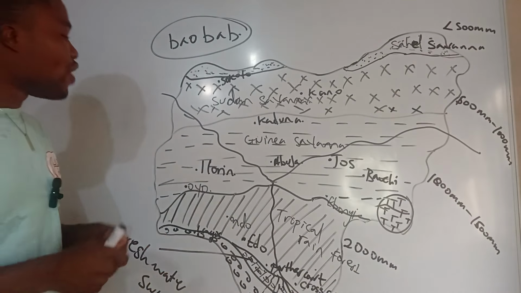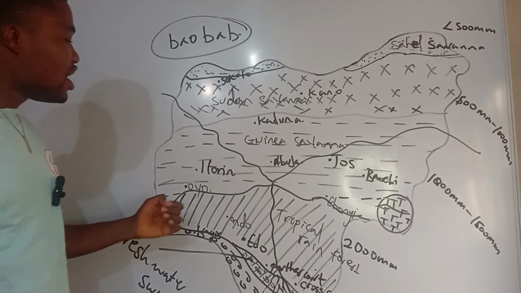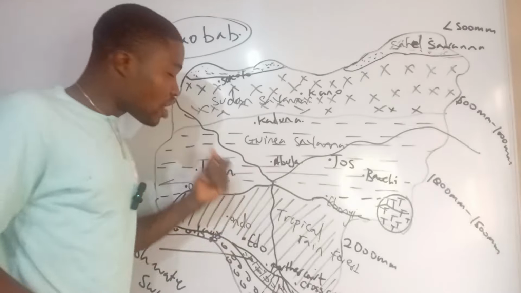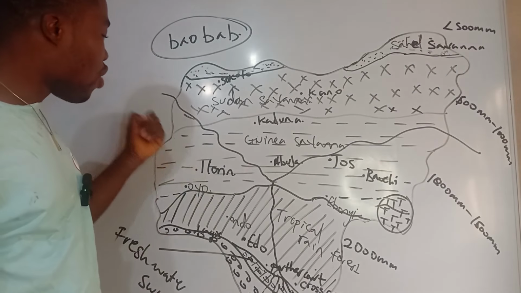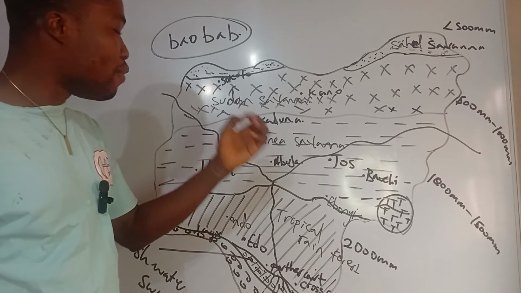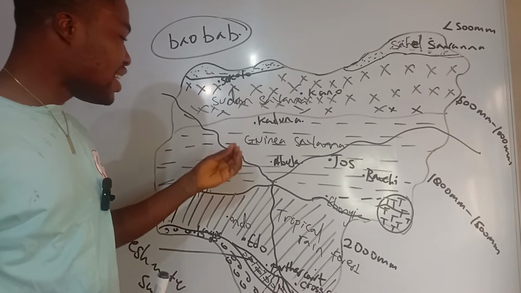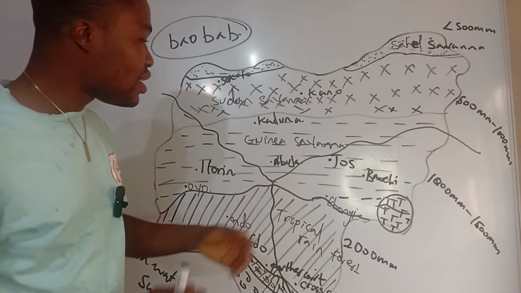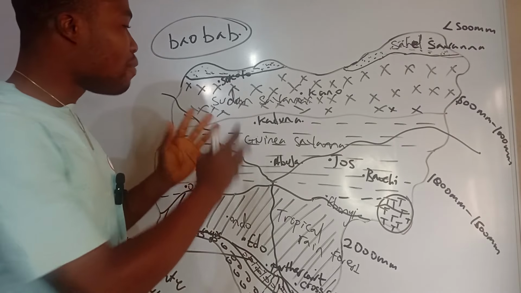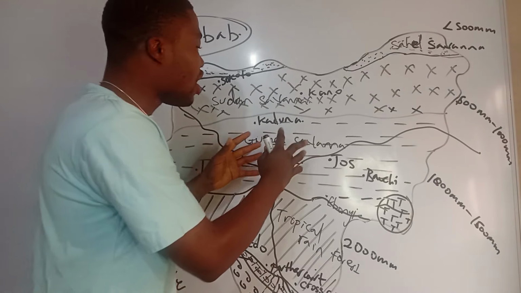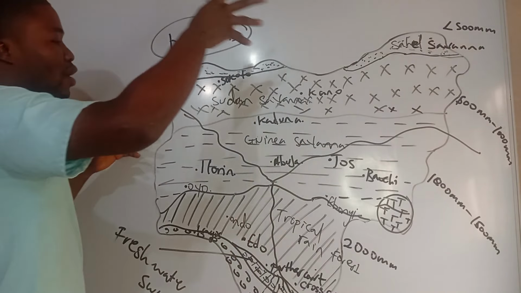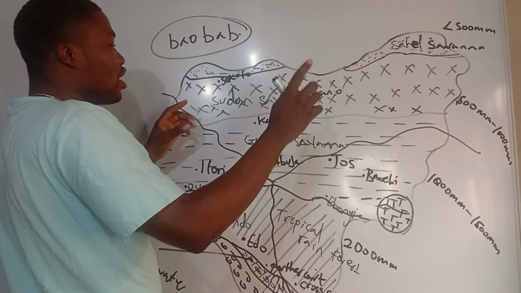Okay, in which states do you find the Guinea Savanna? You can find the Guinea Savanna in Oyo State, in Kwara State, in Ebonyi at the south, Niger State, Benue State, Abuja, Nasarawa. Okay, some parts of Jos and some parts of Bauchi. The Bauchi is more to the Sudan Savanna.